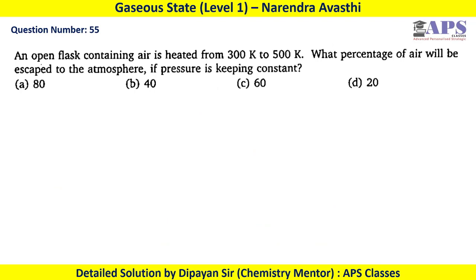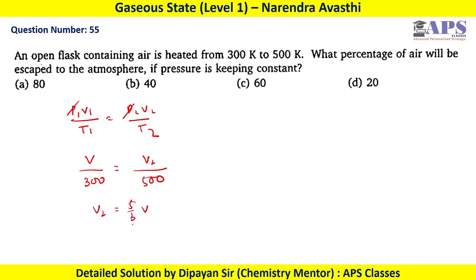In question number 55, an open flask containing air is heated from 300 Kelvin to 500 Kelvin. What percentage of air will escape to the atmosphere if pressure is kept constant? So in this question, we can simply use P1 V1 by T1 equal to P2 V2 by T2. So the initial volume is V, initial temperature is T1, and pressure is kept constant, so we can cancel the pressure. We are calculating the final volume V2 when the temperature is 500 Kelvin. From this we can calculate V2, which is 5 by 3 of its initial volume.